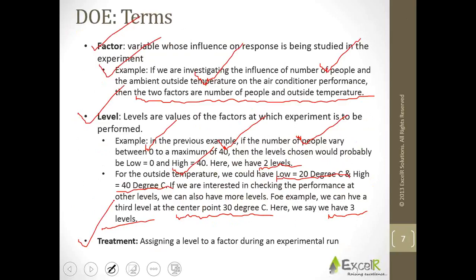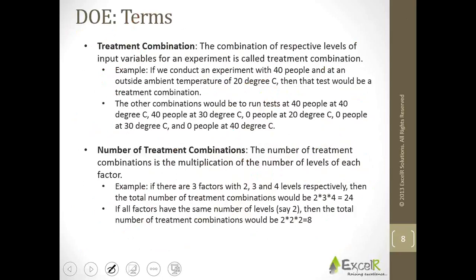What is a treatment? Assigning a level to a factor is a treatment. For example, number of people is equal to 0. So to a factor called people, I'm assigning a level called 0. Then it is a treatment. Number of people is equal to 40. Then I want to do an experiment based on that. That means you are assigning a level called 40 to a factor called people. In this particular experimental run, this is called a treatment.